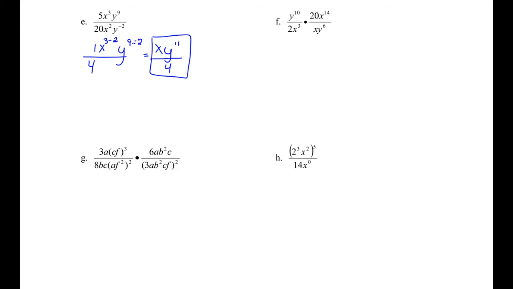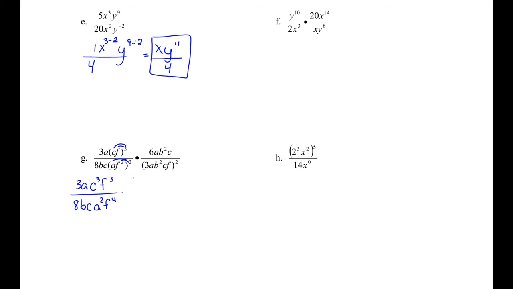For our last example, G, because you have one fraction multiplied by another fraction, you have two options. You can either simplify each fraction first and then multiply them together, or you can multiply across the fractions and then simplify. So first though, I want to start by making sure my exponent of 3 here gets distributed to everything. So I get 3a c cubed f cubed over 8bc a squared f to the 4th. That 2 is getting distributed.